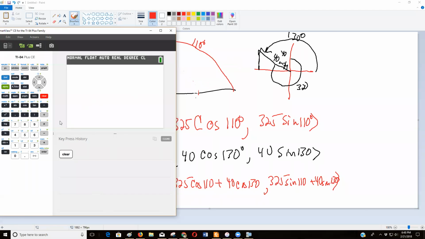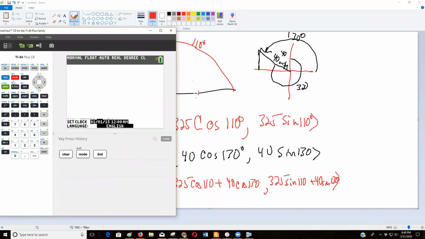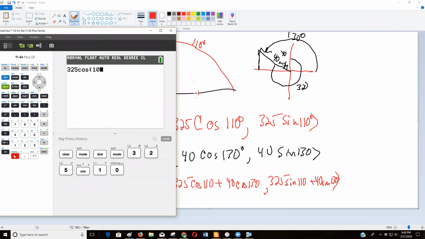Okay, so might as well have you watch me do some things with this calculator. So number one, I'm going to make sure that I'm in degree mode, and I am. I did that by pressing mode. And then I'm going to quit this, and then I'm just going to type in 325 times the cosine of 110. Whoops, 110, Dan, not 100.